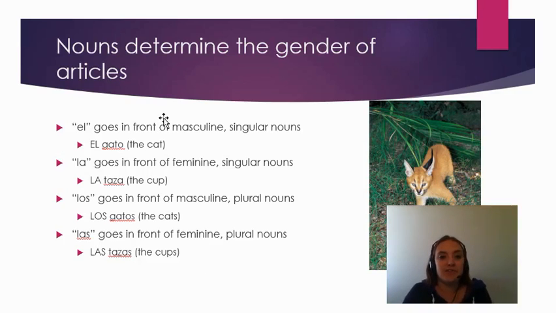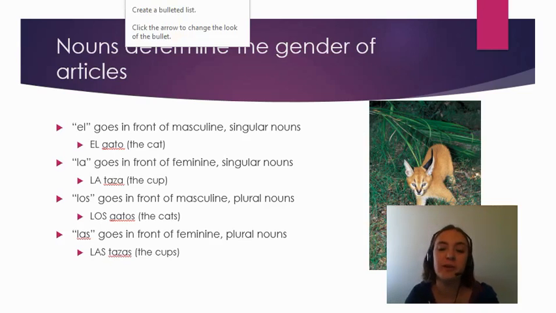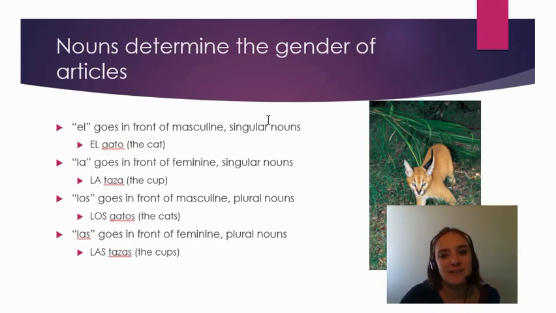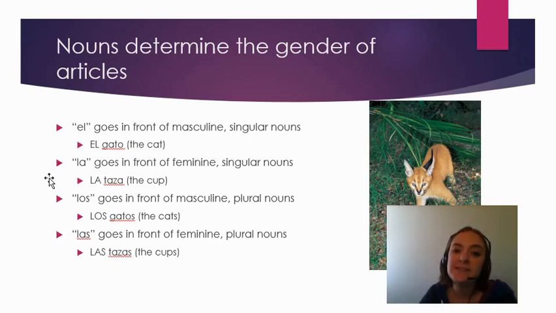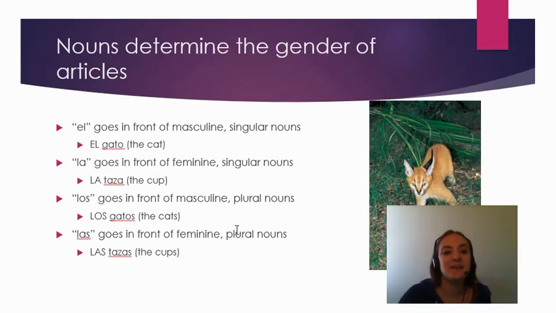So, like I mentioned, nouns are important. They're going to tell you the gender of your article. They're going to tell you which one you need to use. So you're going to be looking at the end of your noun to tell which article you're putting in front of the noun. So, el goes in front of masculine, singular nouns. I say el gato, the cat, because gato ends with an O. La goes in front of feminine singular nouns like taza, or a cup. La taza. Notice they both end in A.